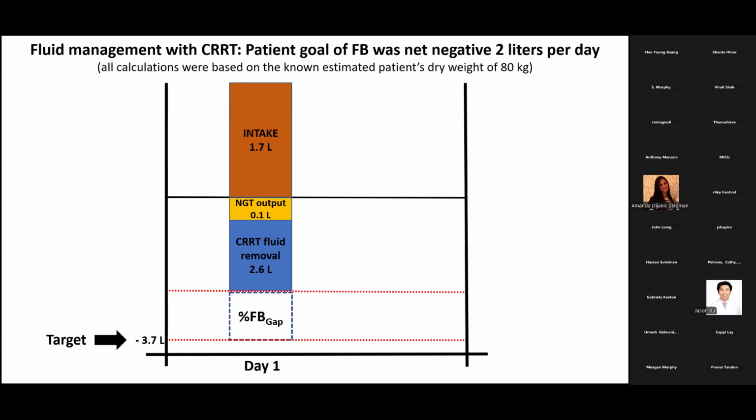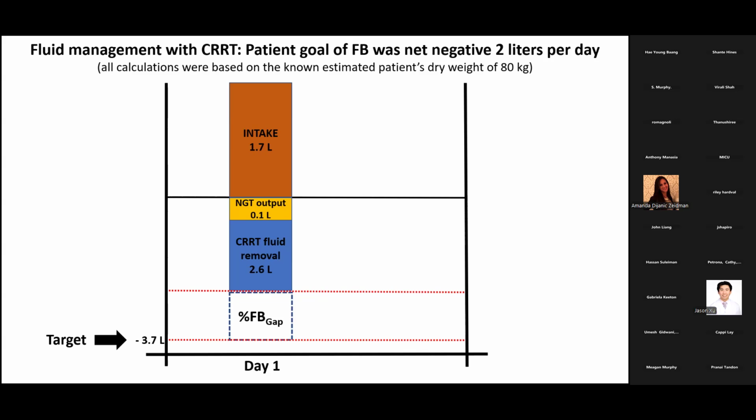So what we typically do and how we build the flow sheets for CRRT are we integrate the intake of the patient, right, which is dynamic, as you guys know. And we quantify every output on the patient. In this particular example, patient has a little bit of output through the NG tube.